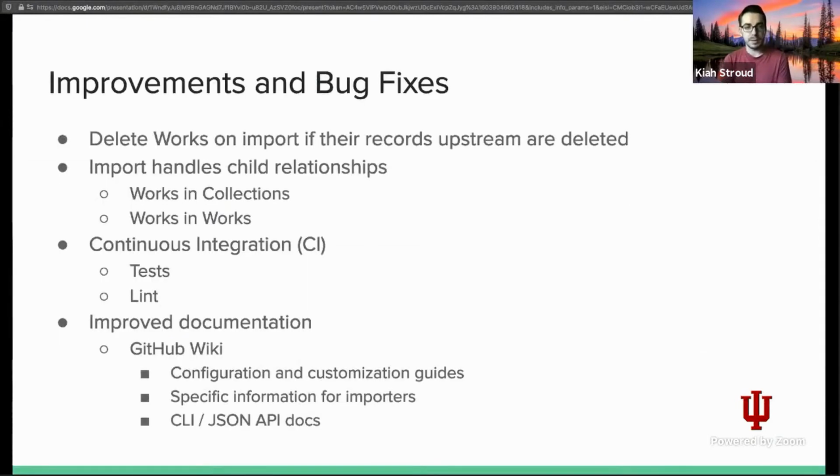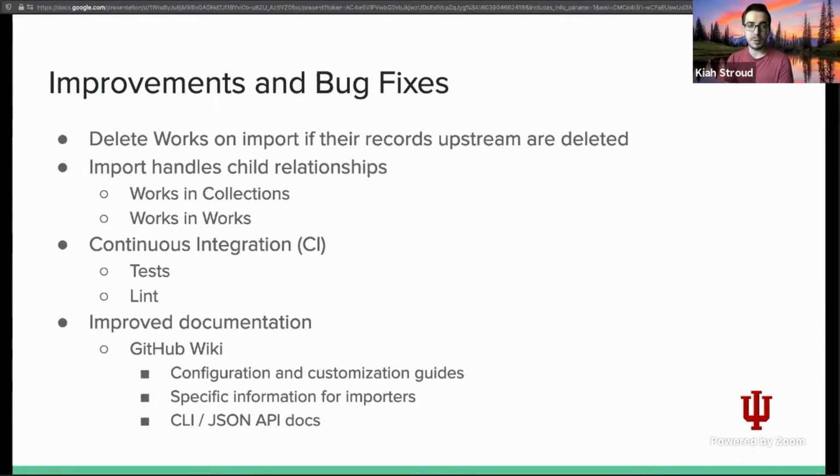Some other improvements and bug fixes are that if you're importing a record that was deleted upstream, if you have an upstream source for your data and the record was deleted upstream, the work will also be deleted in the Hyrax system if marked for delete explicitly. Import also handles child relationships, such as works belonging to collections and works belonging to other works, a lot better. Continuous integration has been added to the GitHub repository, so now our spec tests and RuboCop will run automatically.